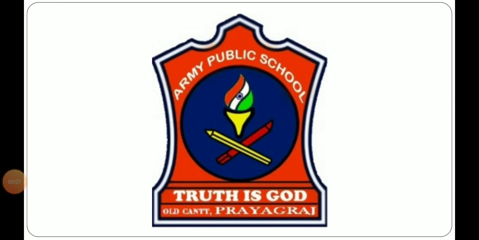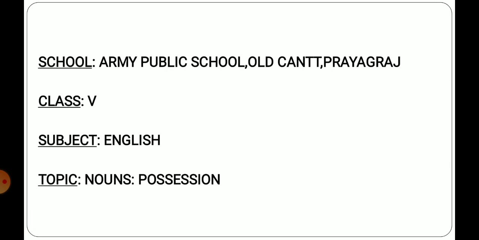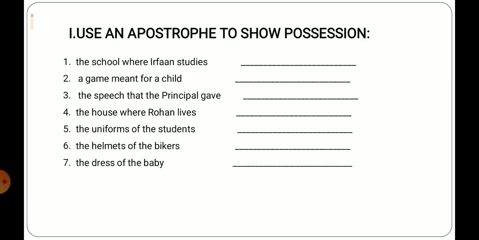Good morning, students. In today's English class, we will be doing the book exercises of Chapter 9, Nouns Possession. Now, in our previous classes, we have already covered the 3 rules of nouns possession. Based on all those 3 rules, we will be covering the exercises of the book. Now, the first exercise is: use an apostrophe to show possession.